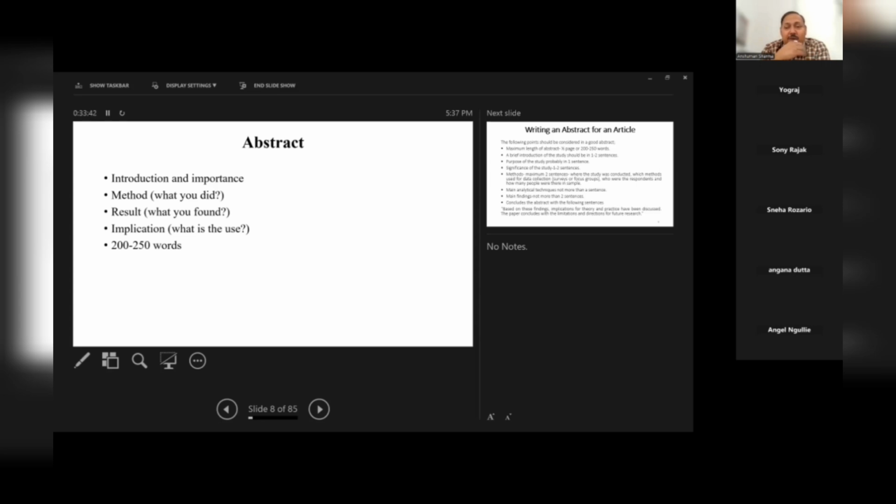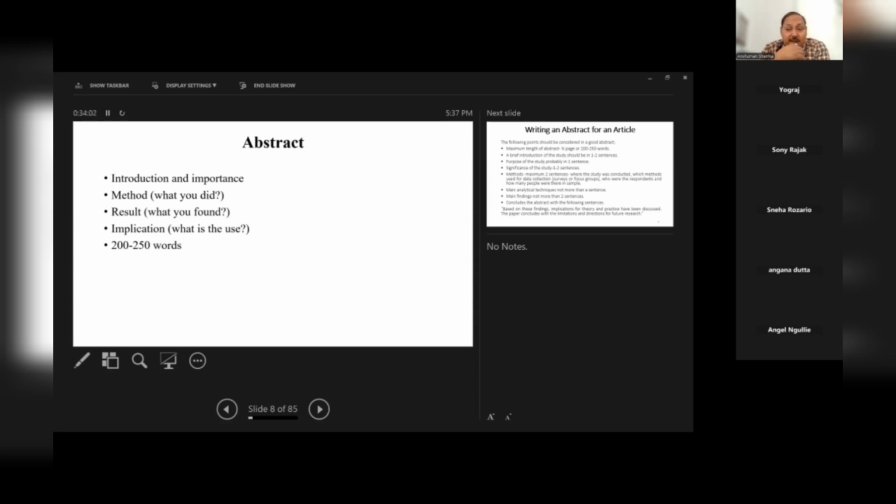Normally, we write the abstract after completing the whole paper. In this, there should be one or two sentences about the overall idea of your paper, then what kind of objective you have, then what methodology you used, then what the major findings are, and one or two major implications. This is the whole story.